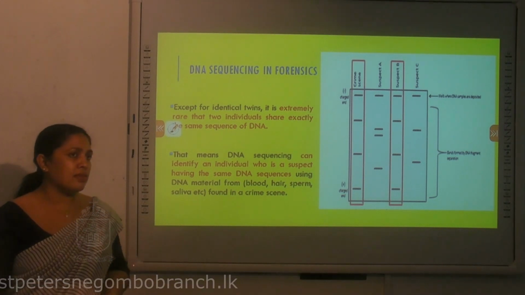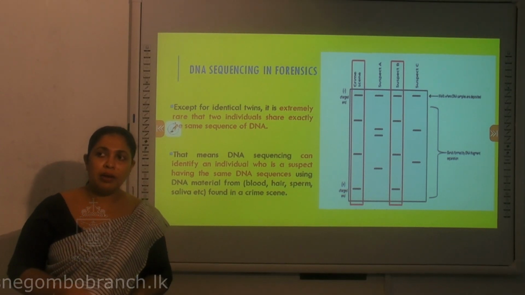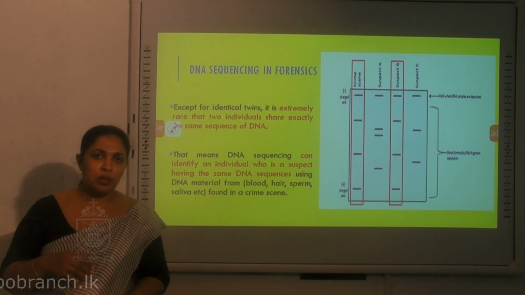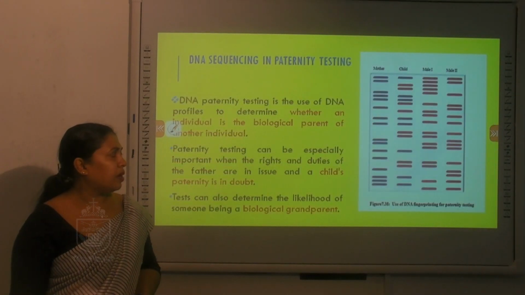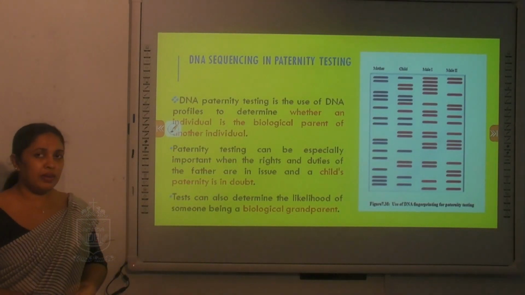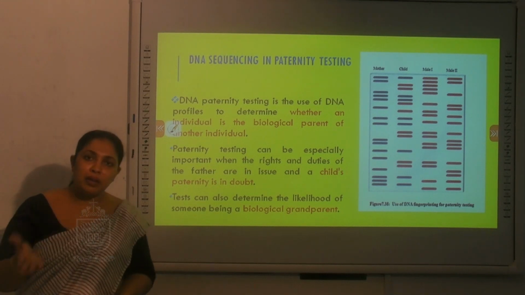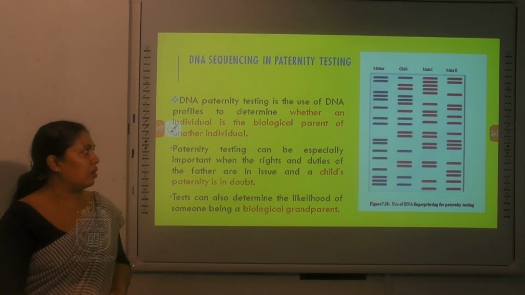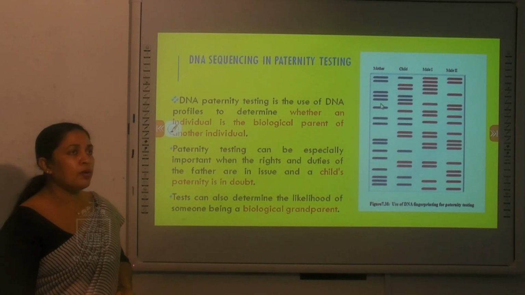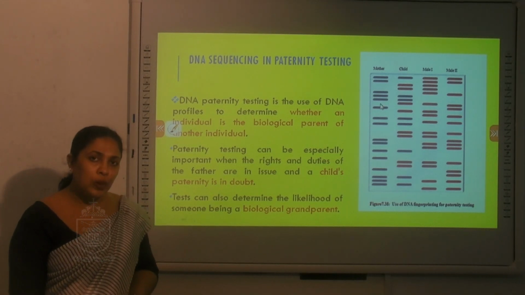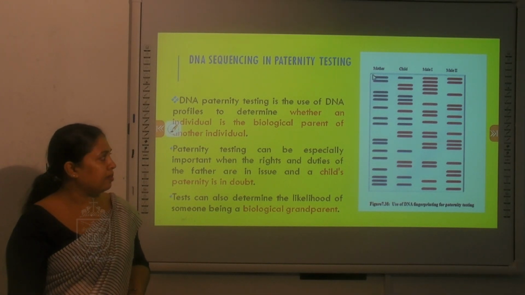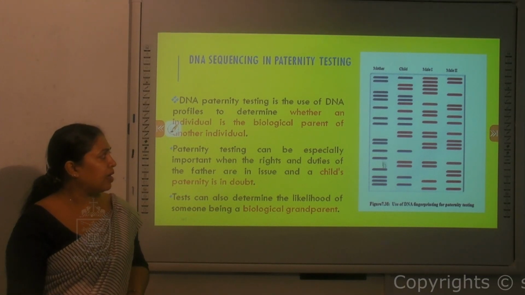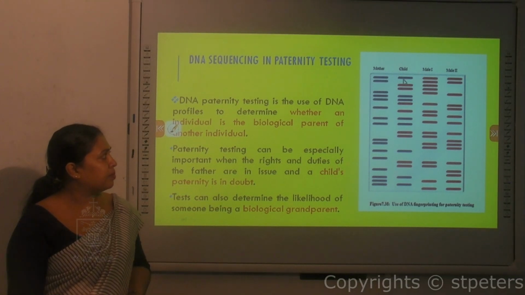These STRs are first sequenced and run in an agarose gel so we can compare them and deduce whether the suspect is guilty or not. Paternity testing is also used when the paternity of a child is in doubt. For that also STRs are first sequenced and then run in an agarose gel. This is a gel of these STRs. This is the mother's STRs and this is the child's.